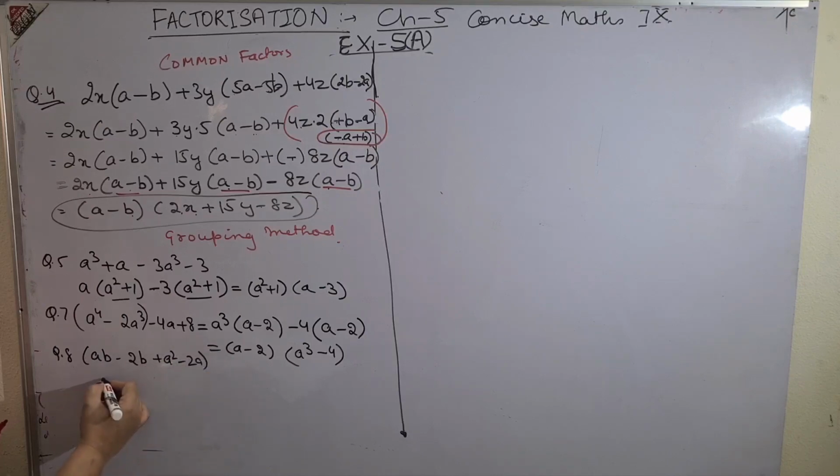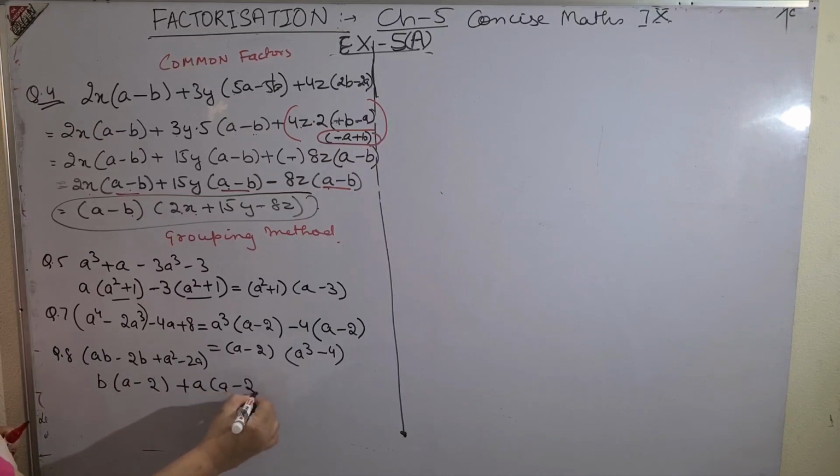Again grouping method. I took B common, I got A minus 2. Again I took A common, I got A minus 2. See, A minus 2 is the common factor. From first I am left with B. From second I am left with A. So this is your required answer, B plus A. And see how easy it is.